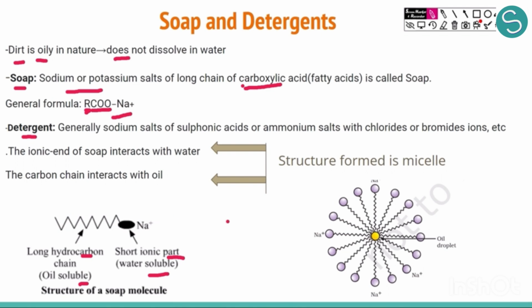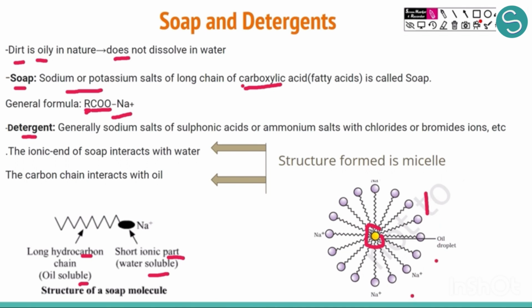So whenever we add any soap or detergent in water, the sodium ionic part comes outside and forms a circular substance, and all the hydrophobic part moves away from water and moves inside, forming bonds with the oil or the grease or the dirt which is in the clothes. So the hydrophobic part forms bonds with this oil and the hydrophilic part comes in contact with water.